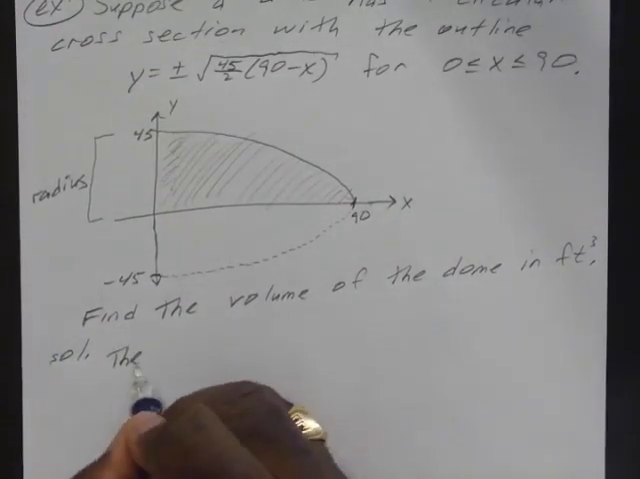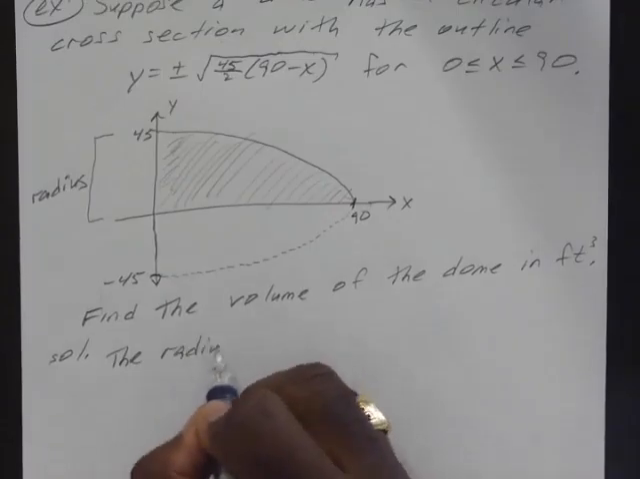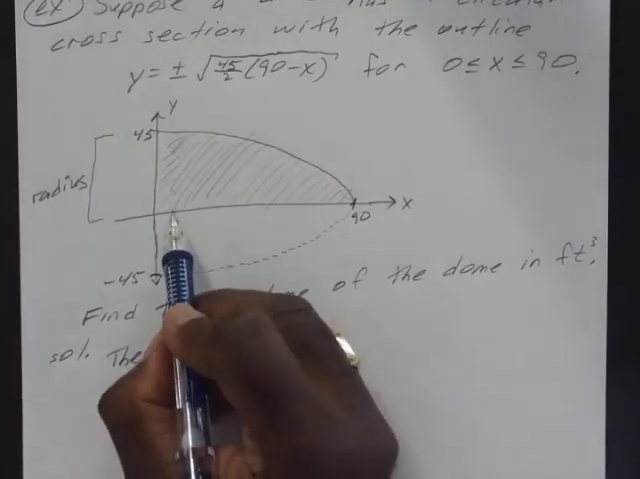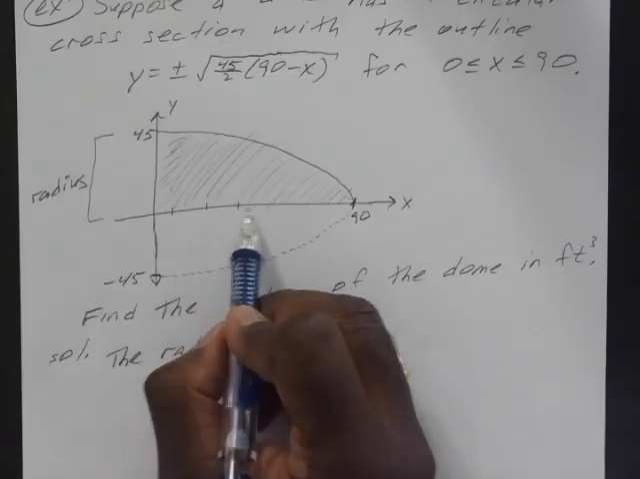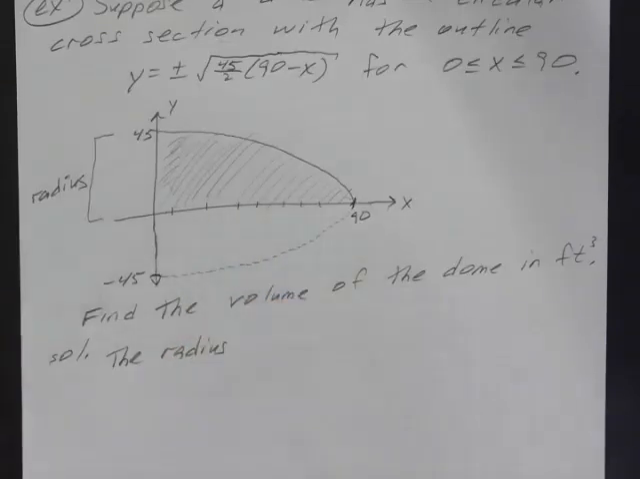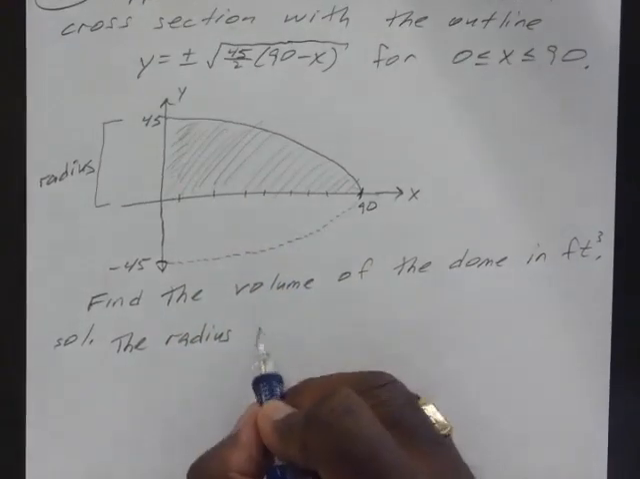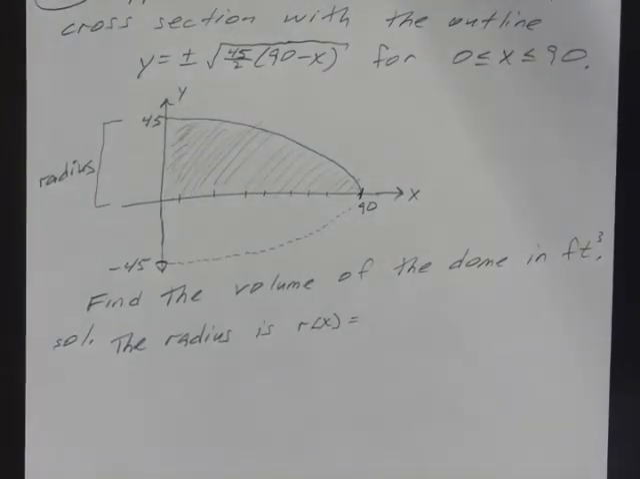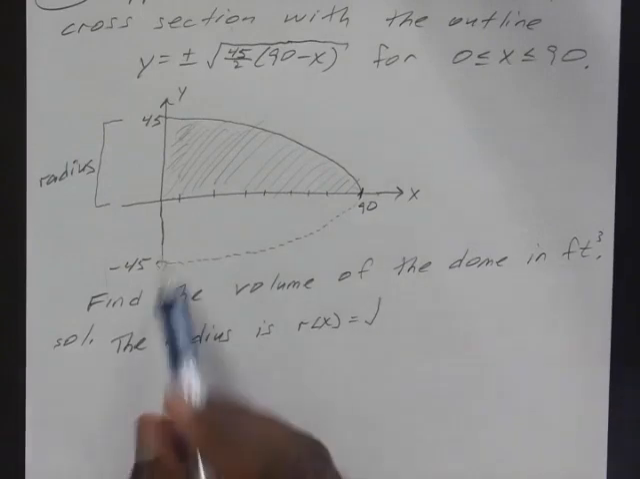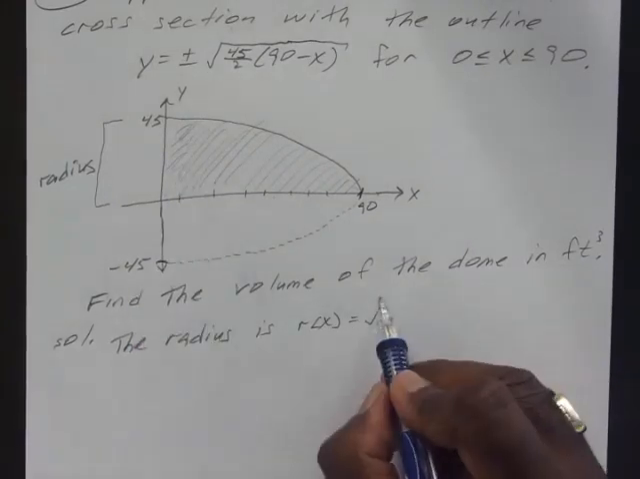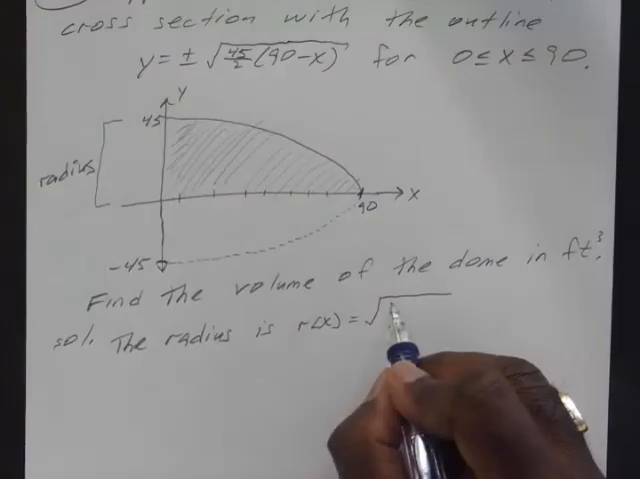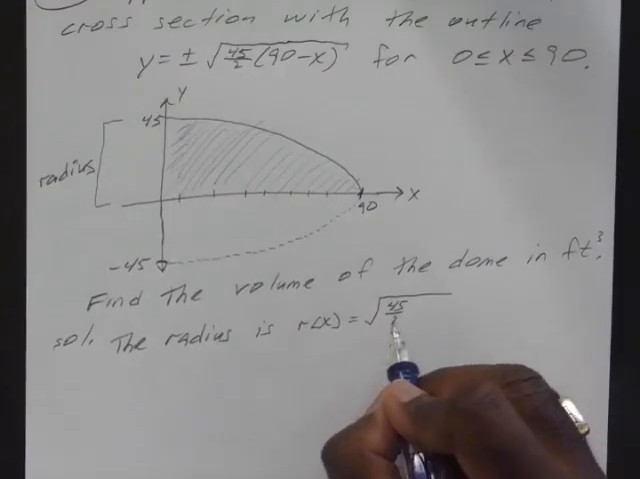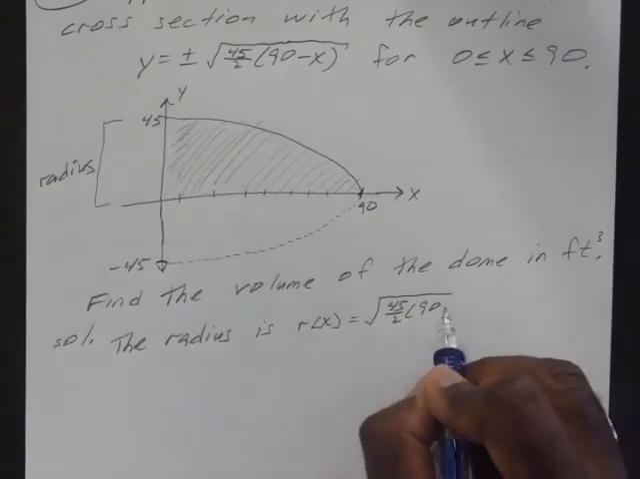So we can see here that the radius is dependent on your value of x. The radius changes depending on what x is. So it's actually r of x is equal to, and since we're just worried about above ground, we're just worried about the positive, the square root of 45 divided by 2 times 90 minus x.